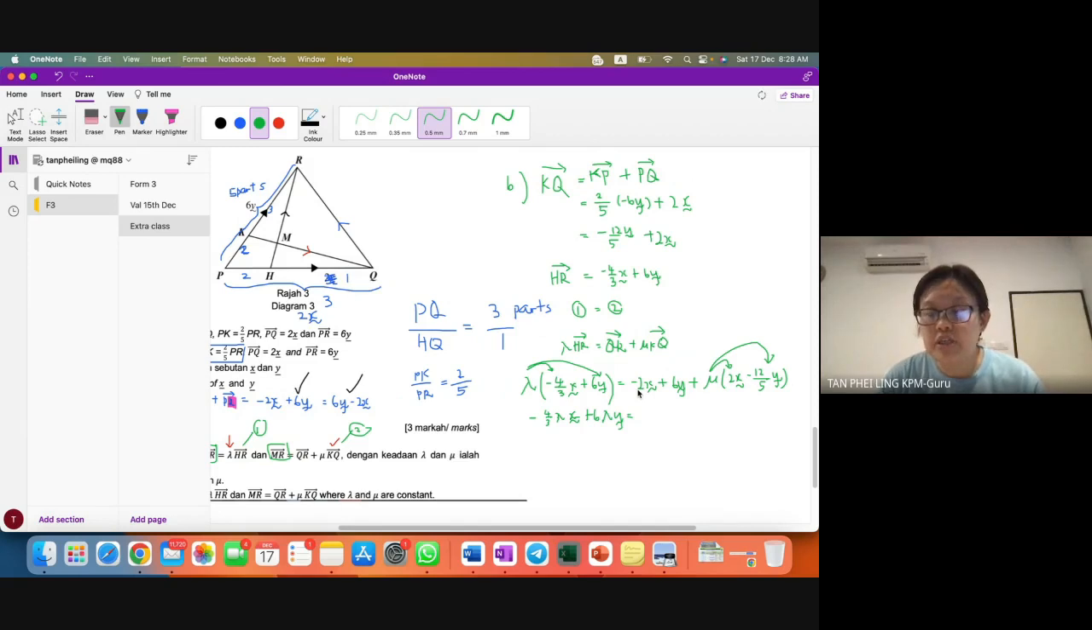Actually you know that you're going to combine, and you have to group by the same vector. Never mind, we do it slowly, because we have form 4 here. Plus 6y, this one, the 2 mu also multiply in, so you have 2 mu x, and then the mu also multiply in, you have minus 12 over 5 mu y.